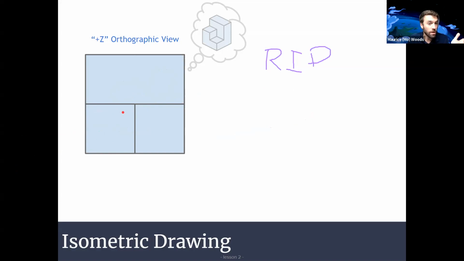What does ISO mean? Well, ISO means the same. You can think of, like in chemistry, we have isobars and isotherms, the same. What is it? Isotopes, the same number of protons, I think. This ISO means that all measurements are the same. Isometric, the measurements are the same.